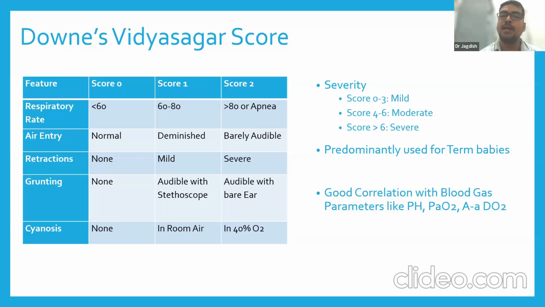So again, mild severity is a score of 0 to 3, moderate is from 4 to 6, and severe is when the Downes score is more than 6. And it has a very good correlation with the blood gas. So just remember, for the term baby, we go for the Downes score. For the premature baby, the Silverman-Anderson score. These are better indicators and can quantify the amount of respiratory distress that the baby has.